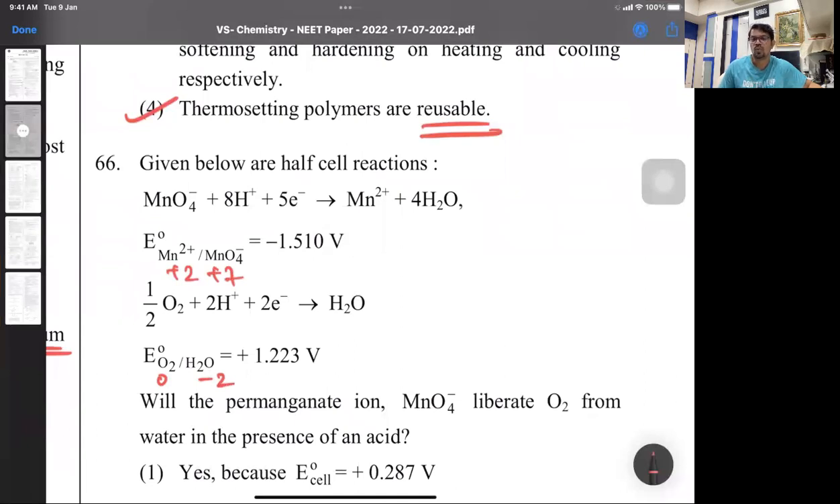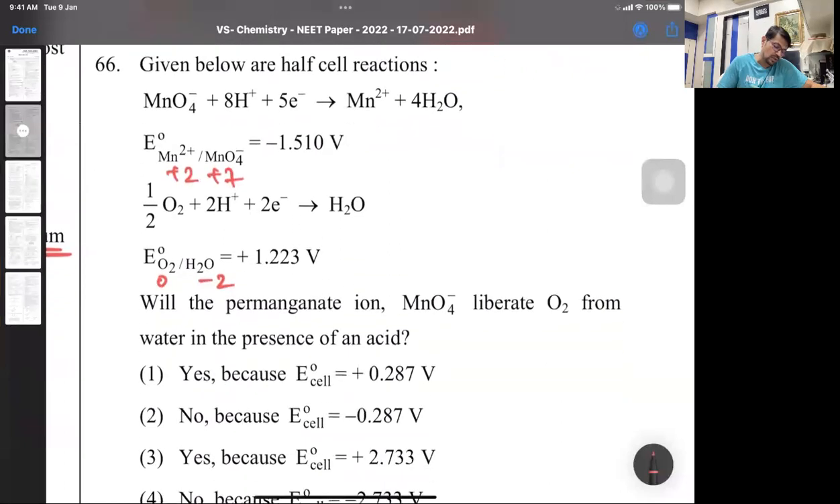Now with respect to one is +2 to +7. So that's the oxidation value. The other one is the reduction value, O2 to H2O. So you convert one of the values. So when you convert one of the values, we say with respect to SRP, it's cathodic reduction minus anodic reduction. Or if you convert to oxidation, it's anodic oxidation minus cathodic oxidation. So will it liberate or no? Answer is yes, it will, because the E0 of the cell comes to be positive.